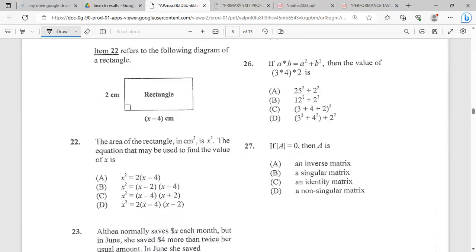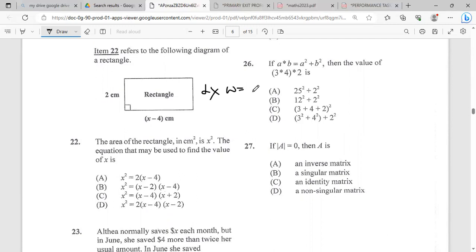Item 22 says, refer to the following diagram of the rectangle. The area of the rectangle in centimeters squared is x squared. The equation which may be used to find the value of x is, now we know that in order to find the area, it's length times width. But they did tell us that the area is equal to x squared.